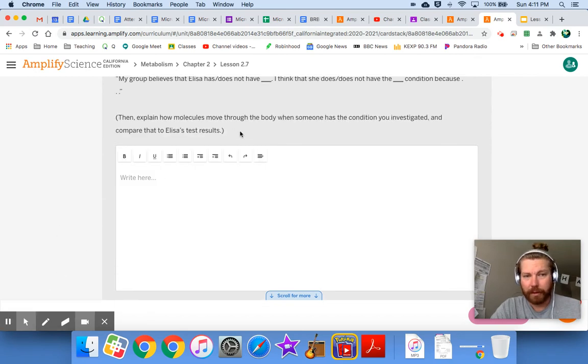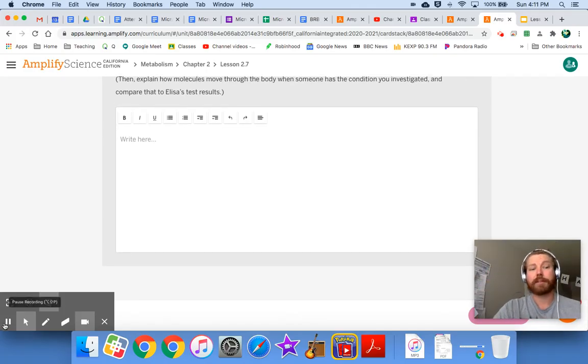And here's where it all comes together. You're going to write your explanation for how a person with this condition, what is going to happen to the molecules in their body? Where will they be able to flow freely? Where will they get stopped, basically? At what point does the system break down? And then how does that compare to Elisa's test results? Does it look like the same thing is happening with hers? So write that. Take your time. Please give me a well thought out explanation and make sure you back it up with evidence and then come back to me.